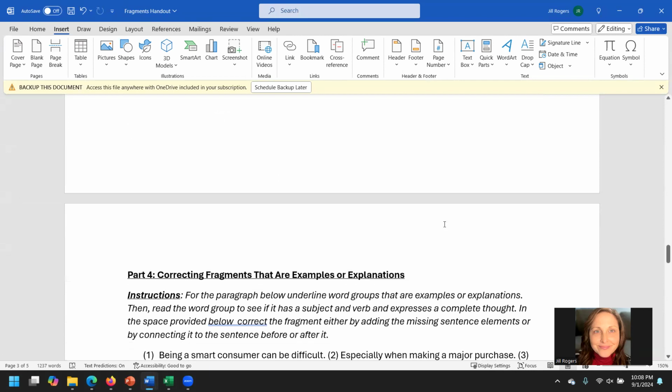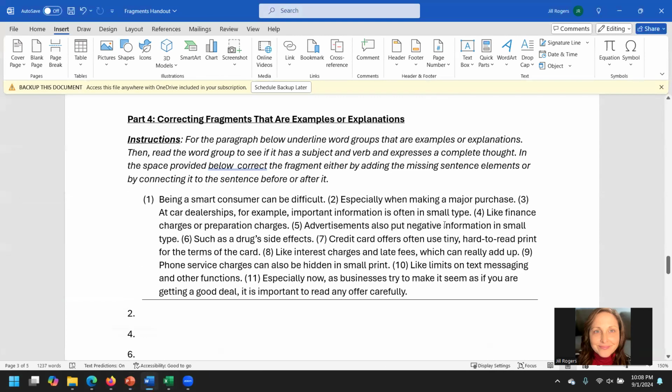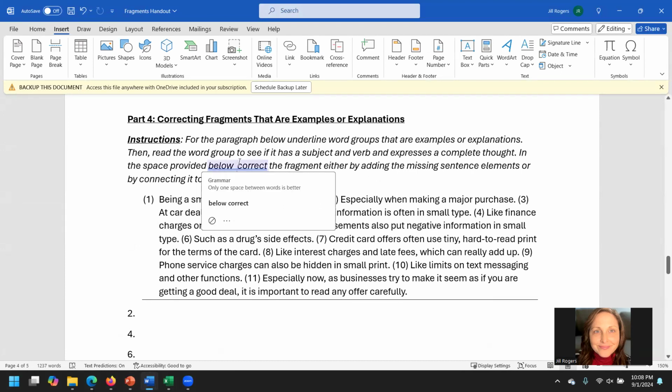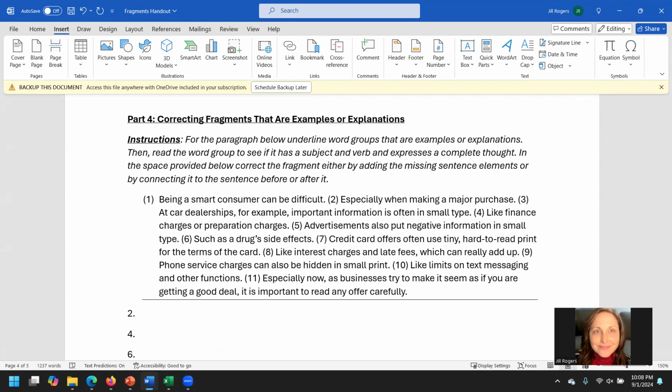There's only two more parts. Okay, so correcting fragments that are examples, explanations. I want to say that even though this is one of the most common errors, most people get it and have no problem. Now that they understand it, you guys fix them quickly.